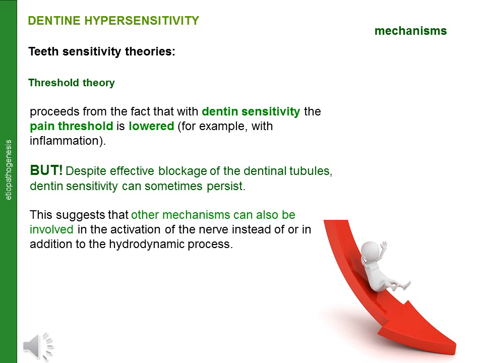Threshold theory proceeds from the fact that in dentin sensitivity, the pain threshold is low, for example with inflammation. But despite effective blockade of the dental tubulus, dentin sensitivity can sometimes persist. This suggests that other mechanisms can also be involved in the activation of the nerve instead of, or in addition to, the hydrodynamic process.